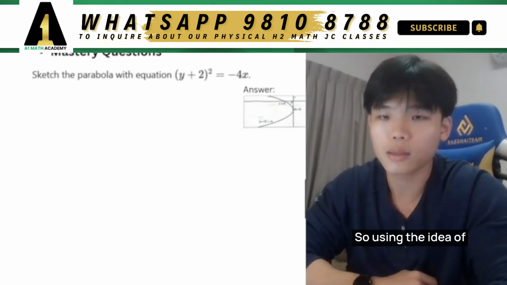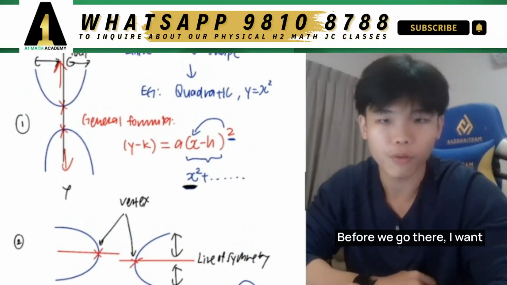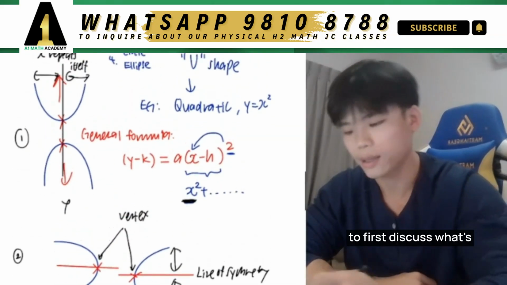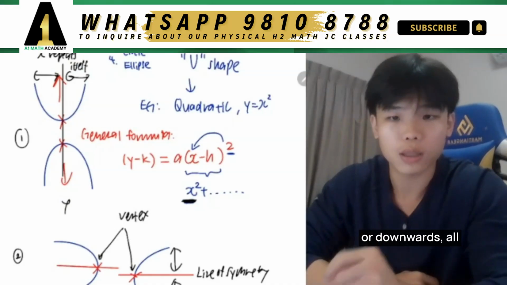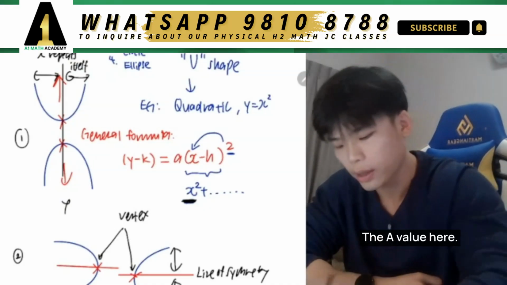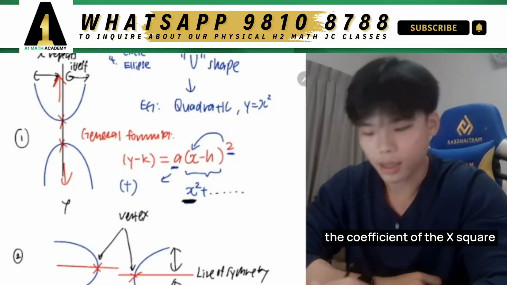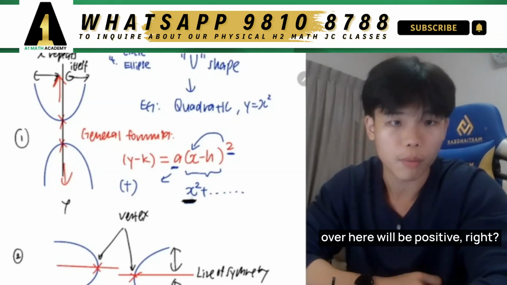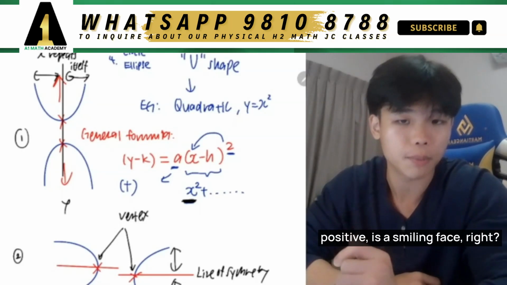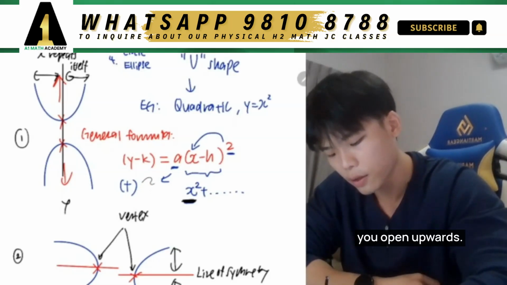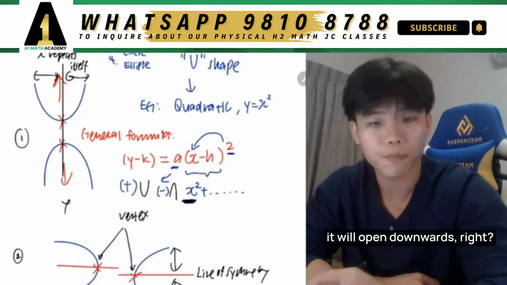So using the idea of what I taught you over here, try to sketch this parabola. But again, sorry, before we go there, I want to first discuss the difference between this one and this one. Whether it opens upwards or downwards all depends on the a value. So if the a value is positive, then the coefficient of the x squared over here will be positive, right? And then we learned in secondary school that if the coefficient of x squared is positive, it's a smiley face, right? So if it's positive, then it opens upwards. But if it's negative, then it will open downwards.